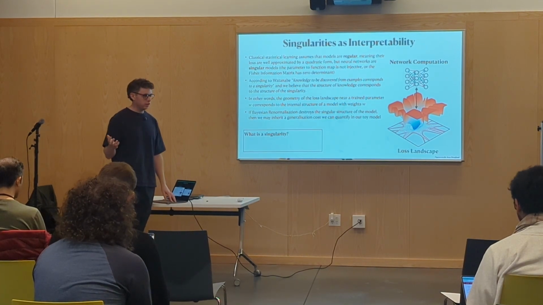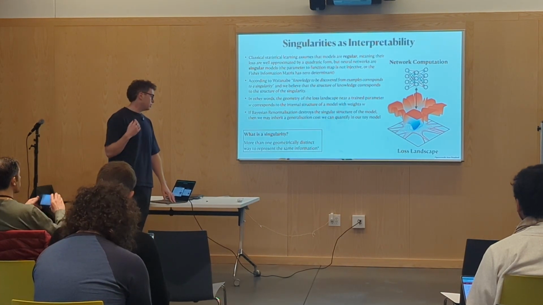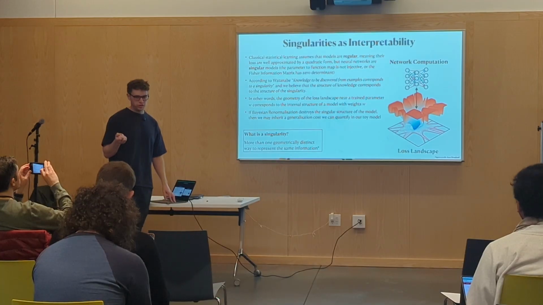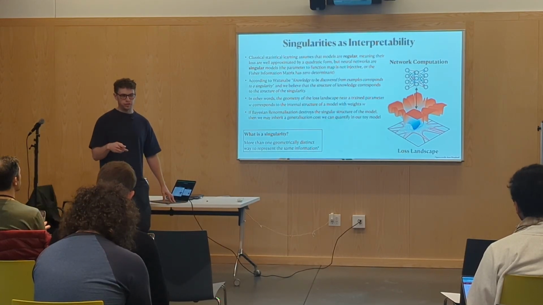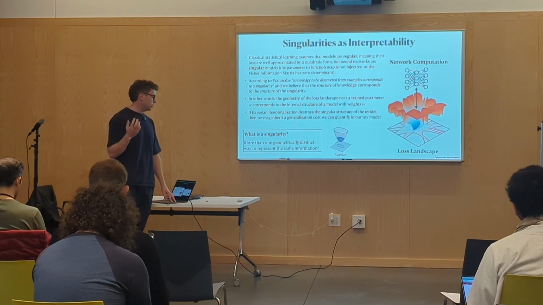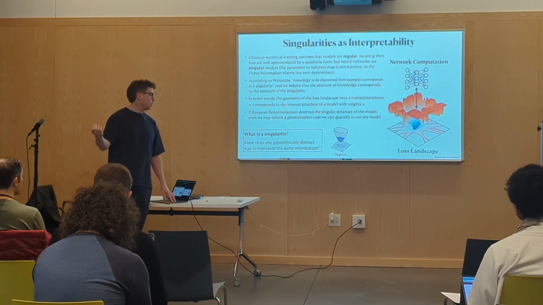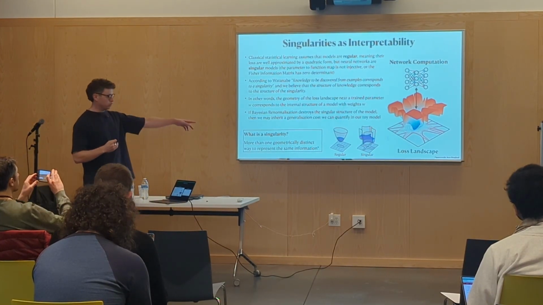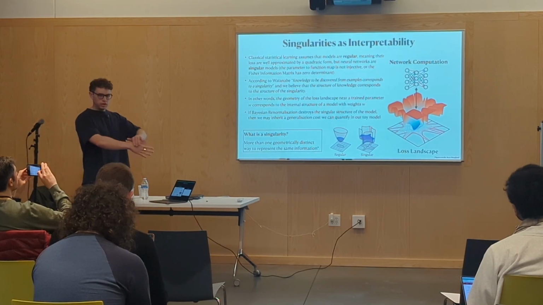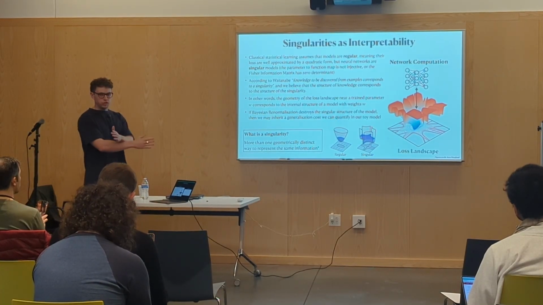So what is a singularity? I'm going to say this word a lot today. You can think of it as more than one geometrically distinct way to represent the same information. So in my head, you can have a picture of a regular model, which looks like a bowl with a single point at the bottom. And then a singular model, like a normal crossing singularity, where you have two different zero loss axes that cross at the middle.